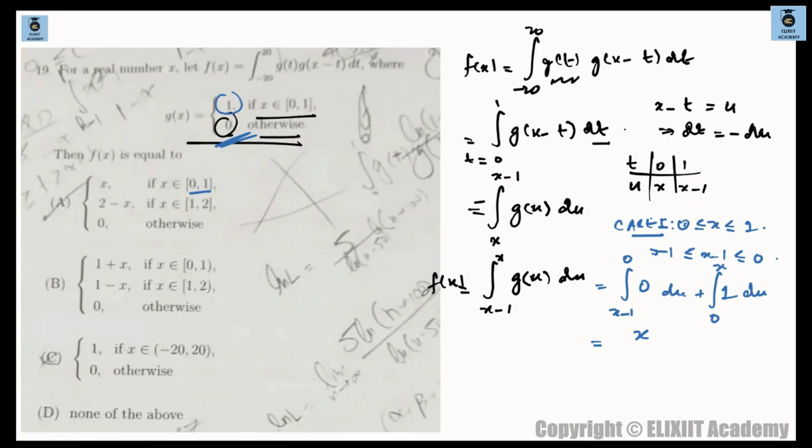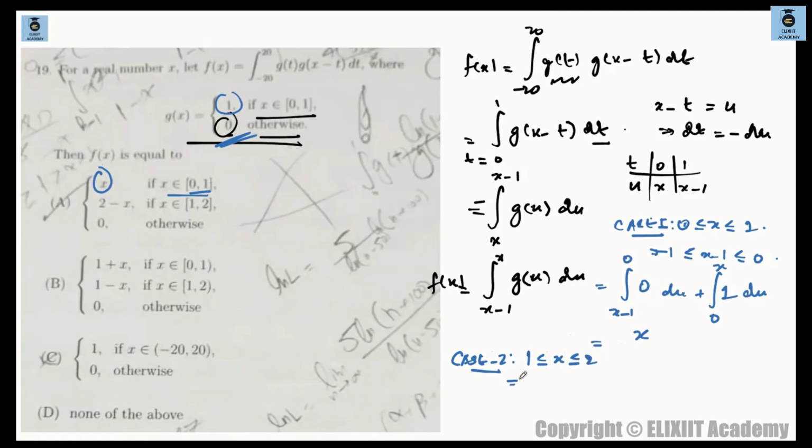Next, we check for case 2 similarly. So in case 2, we are getting a similar kind of thing in option A. In option A, we are getting x over here if x lies in between 0 and 1. Let's check for this as well: x belongs to 1 to 2.